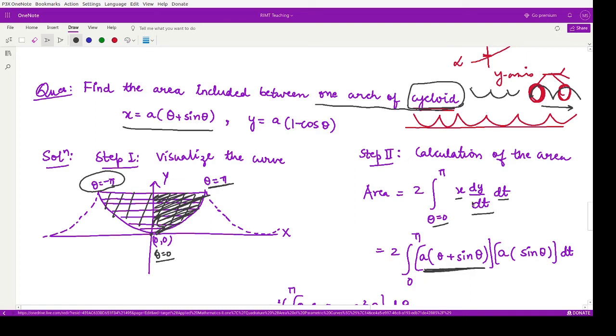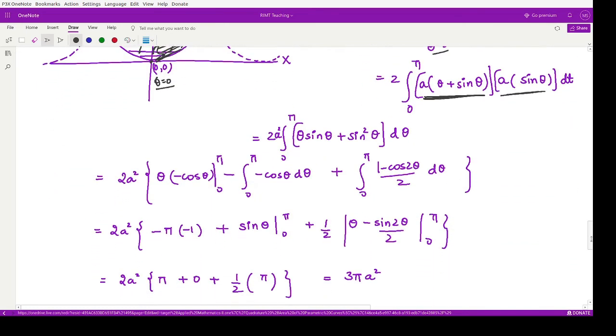And what is the value of y? Y is given to be this. So its derivative with respect to theta would be a, because it is constant, it is as such. Derivative of 1 is 0. Derivative of minus cos theta is sine theta. So this is the derivative. So we can substitute these values and now perform this integration.